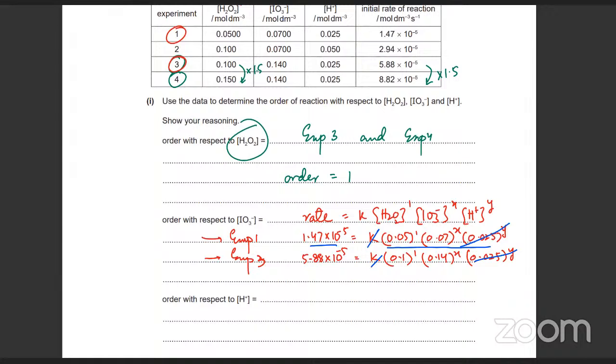So what are you left with? You'll be left with a 10 power minus 5 would get cancelled out, right? So it's going to be 1.47 over 5.88 is equal to, I'm going to bring this to the other side, the numbers over here. So it's going to be 0.1 divided by 0.05. And 7 over 14, that's 1 over 2. So that's going to be 1 over 2 over x. What do you get for this here?